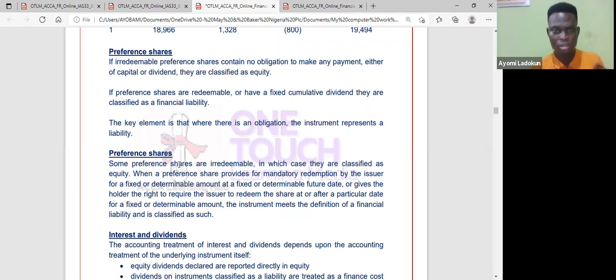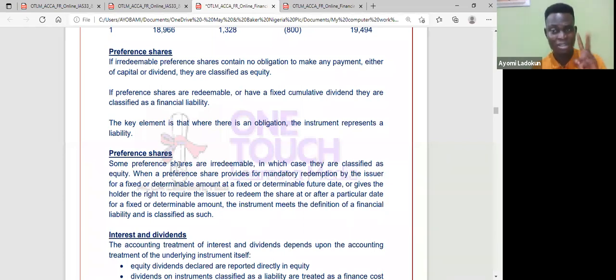Okay. They will not be classified as equity. If I have irredeemable preference shares and it contains an obligation to make payment, that means a moral compulsion. Okay, that is not equity. But if I have irredeemable preference shares that have no obligation to deliver or to make payment, either in capital, dividend, or interest, they are classified as equity. So if preference shares are redeemable or have a fixed cumulative dividend that I'm going to pay, that's a financial liability.